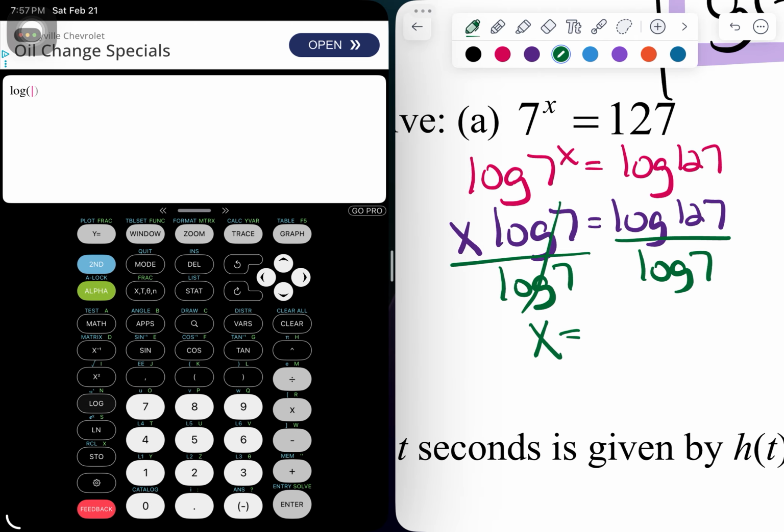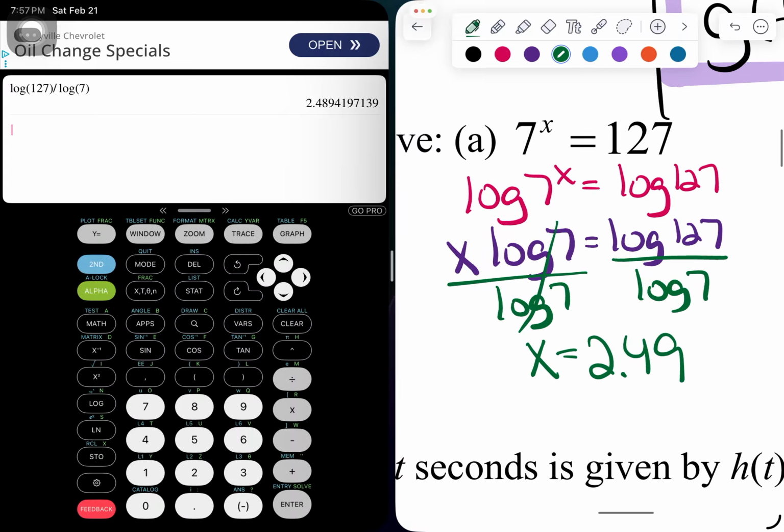So log of 127, close the parentheses, then divide by log 7. Please, please, please make sure you close the parentheses. Okay, I believe my answer is going to be 2.49 rounded. But I'm always going to double check this.